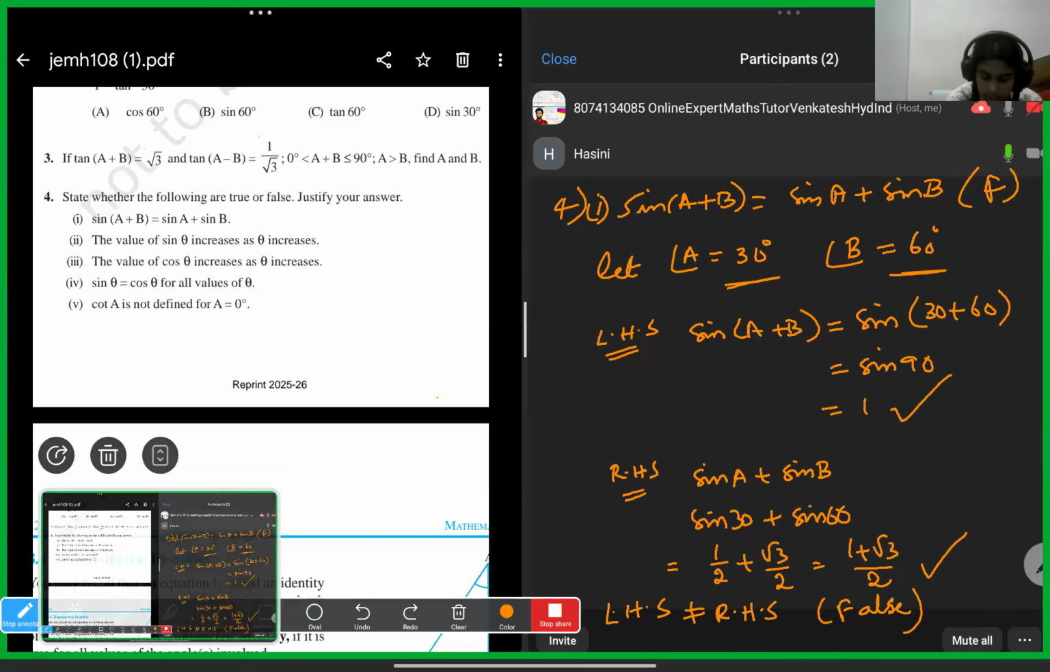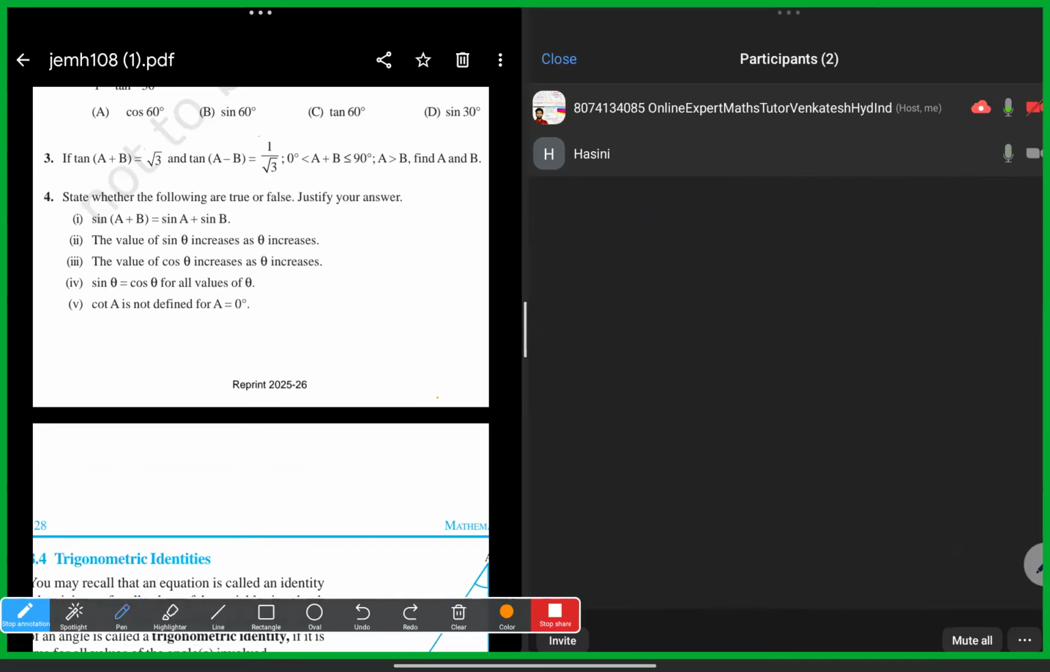Yes. So now, Hasni, fourth question, second bit. This is general understanding, Hasni. While learning the table itself, I said this point, if you remember, Hasni. Can you tell, Hasni, the value of sin theta increases as theta increases? What is the meaning of that, Hasni?